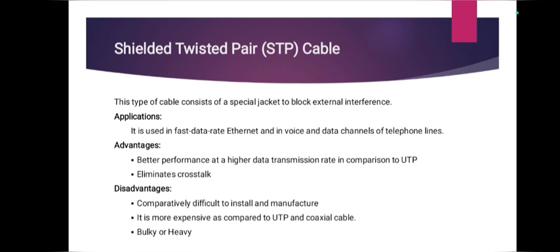Shielded twisted pair cable consists of a small jacket to block external interference. It is applied in fast rate Ethernet, and in voice and data channels of telephone lines. The advantages are better performance at higher data transmission rate in comparison to UTP. It eliminates crosstalk. Disadvantages are that it is comparatively difficult to install and manufacture.